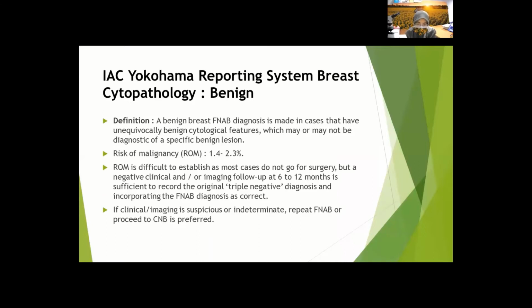However, they said that imaging or clinical negative follow-up up to 6 to 12 months is actually sufficient to say that this is a triple negative assessment, so the diagnosis is negative. This is just to ensure that the cytology diagnosis is correct. However, if any clinical or imaging finding is suspicious or indeterminate, they suggest repeat FNA or core biopsy.